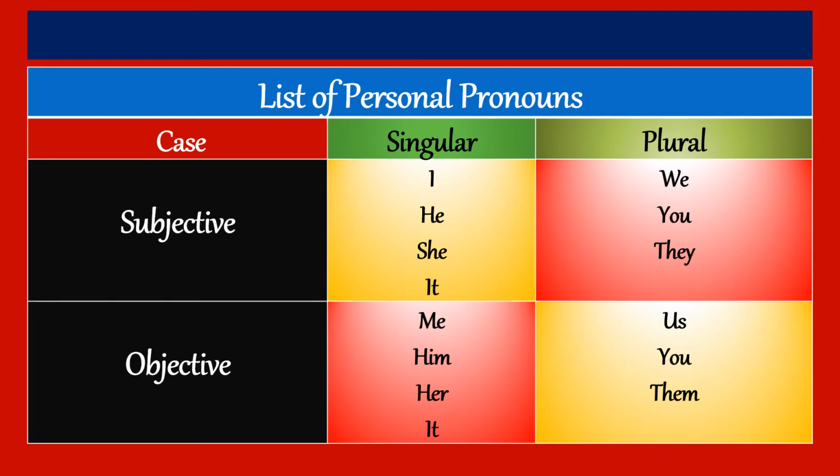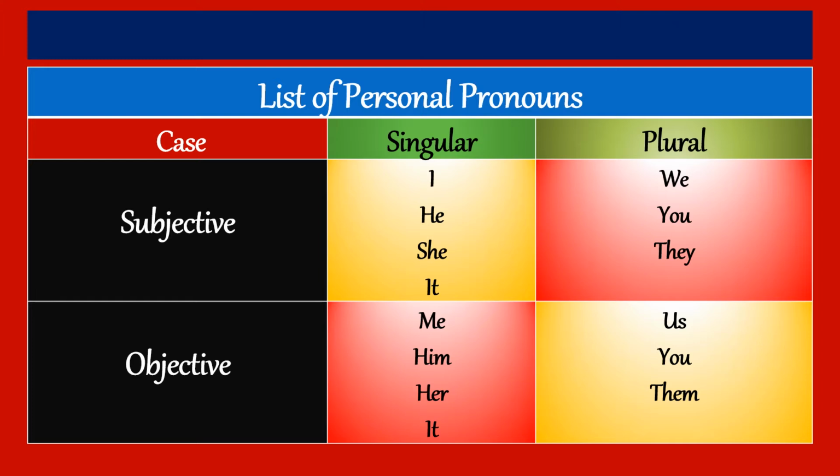Now, I'm showing you the list of personal pronouns in another way. In the first column, you see two words, subjective and objective. In front of subjective case, you see the singular and plural personal pronouns. In singular, these pronouns are I, he, she, it. And as plural pronoun, the words are we, you, and they.